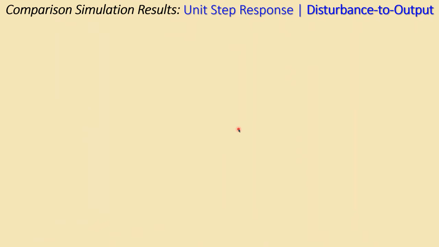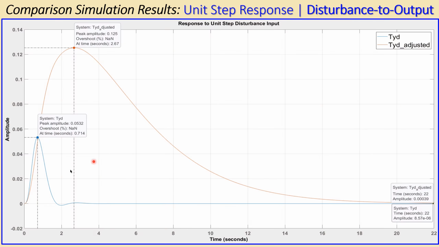Okay, now comparing also the disturbance, I already said that, disturbance to the output. The first case is the blue one, which is approximately 0.05, and it goes very fast to 0, maybe in 2 or 2.5 seconds. So the blue one is much better. But if I look at the orange one, which is the adjusted response, that is not actually doing the job. So it goes much higher.